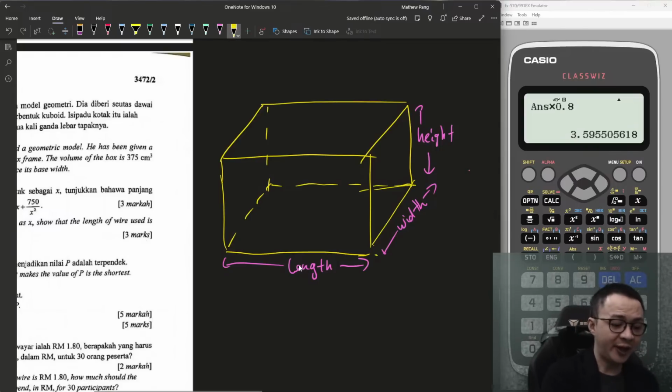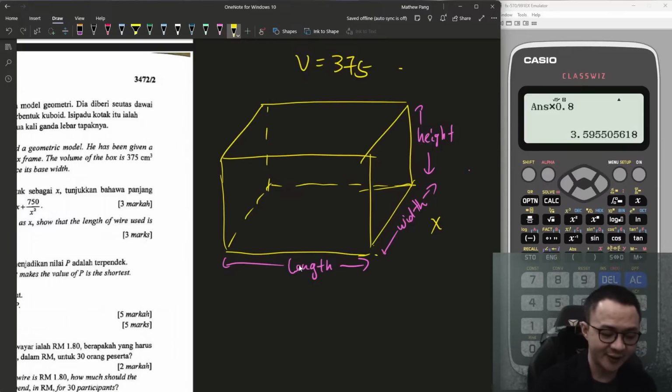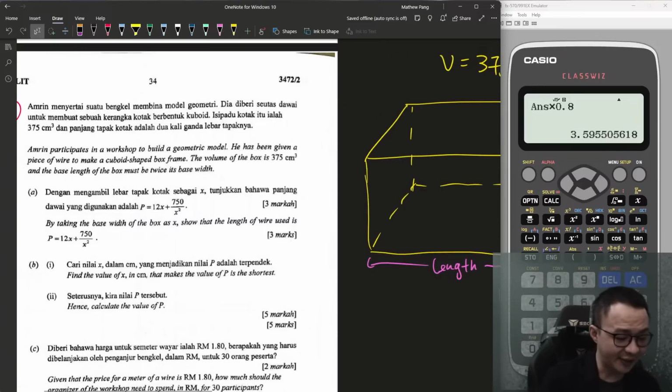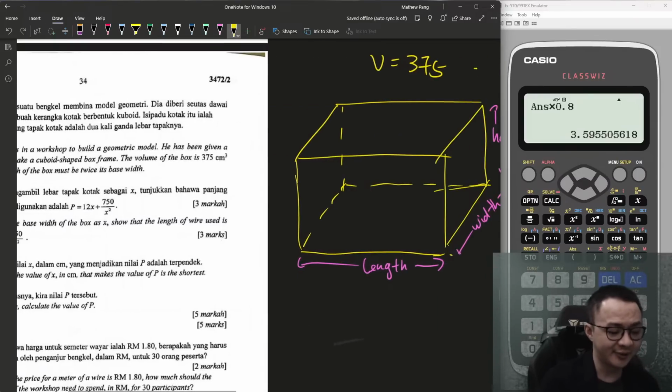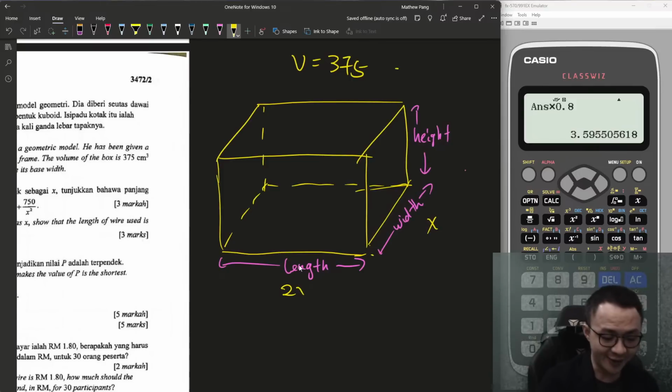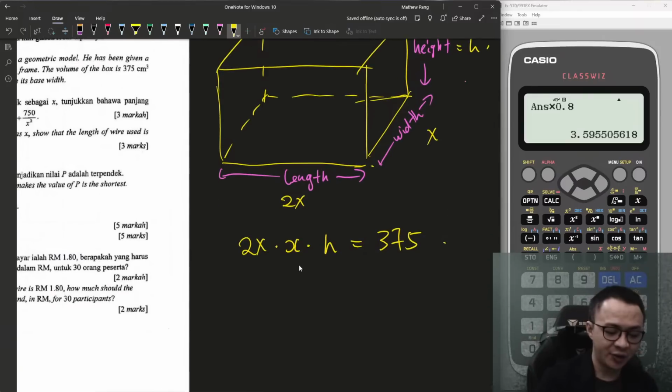Okay, so we have the volume is 375. Since the question says the base width is x and the length is double of it, right? The base length is twice the base width, so this one should be 2x. The height is unknown, I'm going to call it h. So at least right now, I know 2x multiplied by x multiplied by h equals 375, right? This is how we get the volume. So h should be 375 divided by 2x squared.